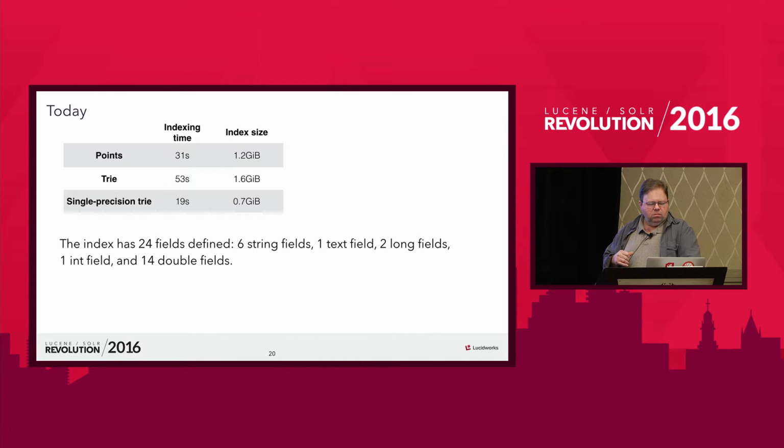But just the pseudo strings there, the single precision Trie fields, were quite a bit faster than points. Of course, if you want to do range queries, then just indexing strings is not the way to go. But anyway, index size similarly was best for these really good string types there.